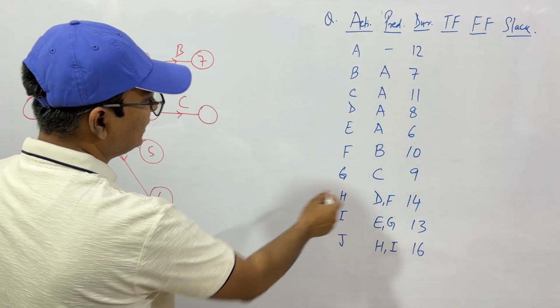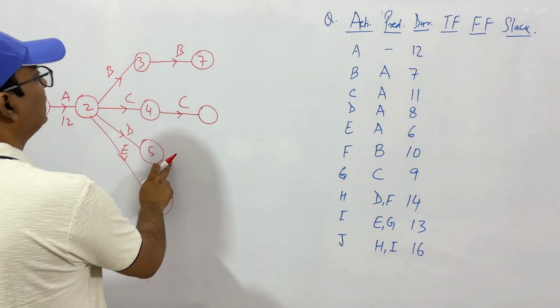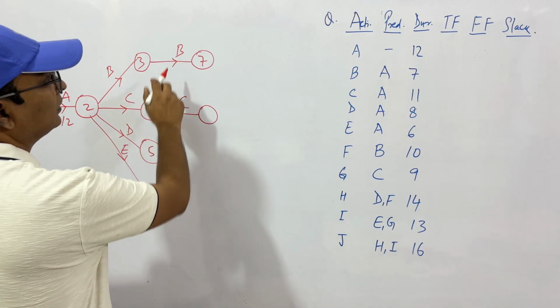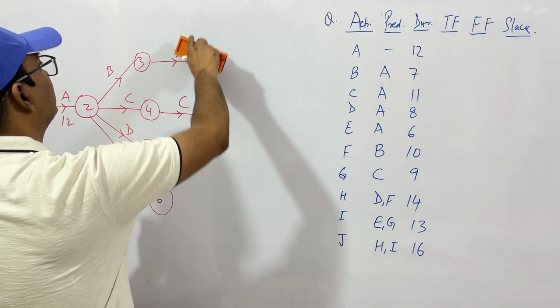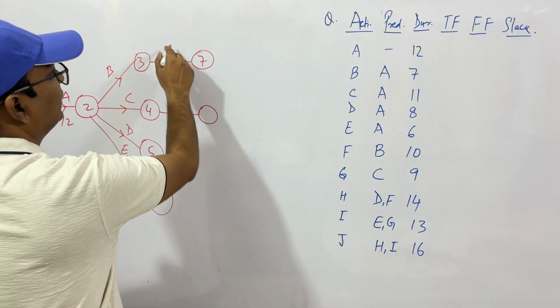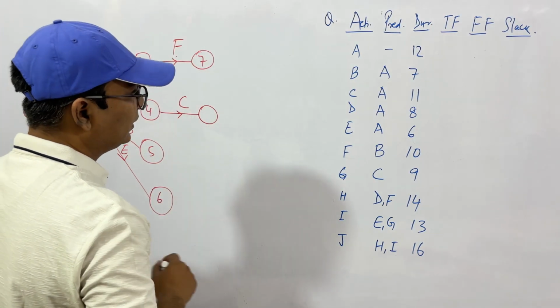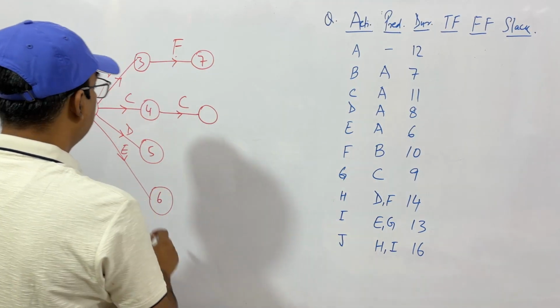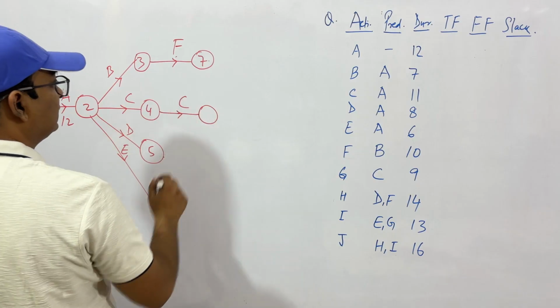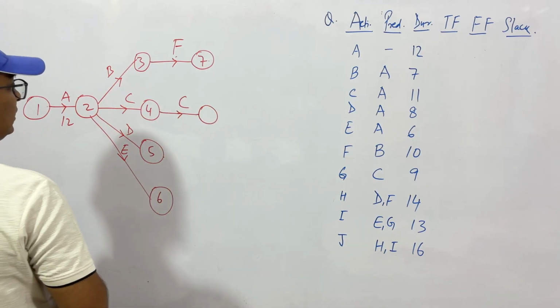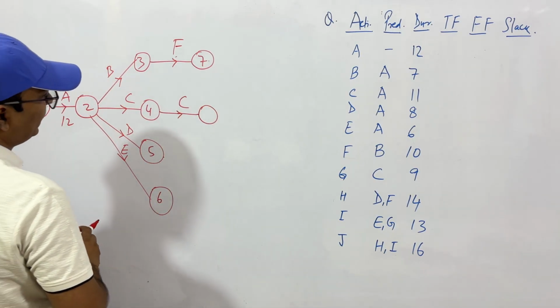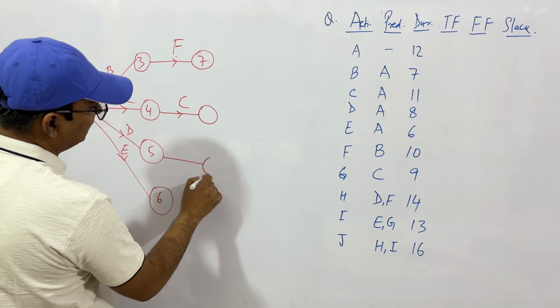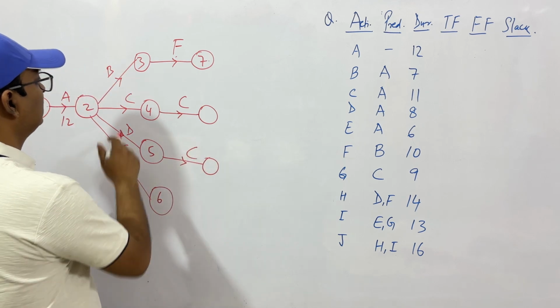Then H after D and F. Where is F? Okay, this was F. F was after B, so this was F. And we have H after D and F, that is this and this. So we'll have a crisscross. So what we should do is we'll change it. We'll make this as this one and this as D.